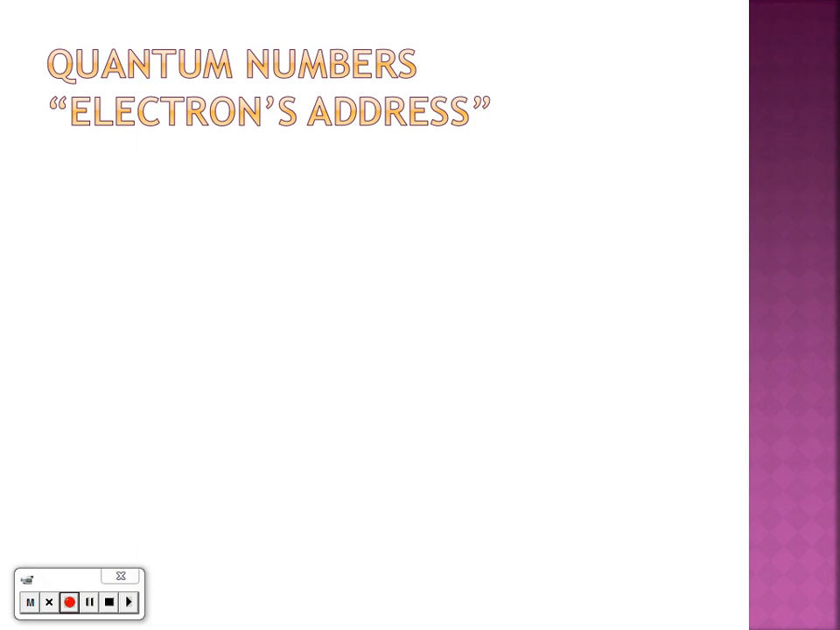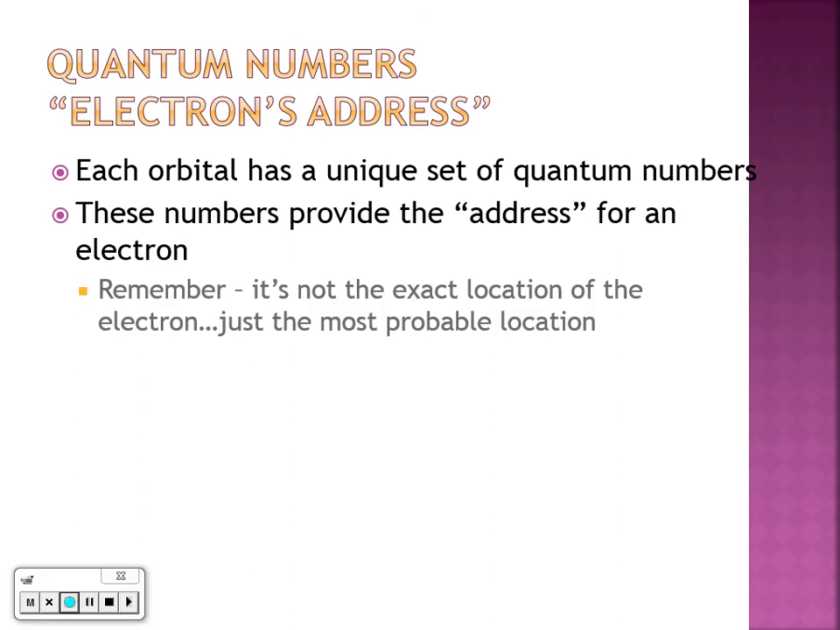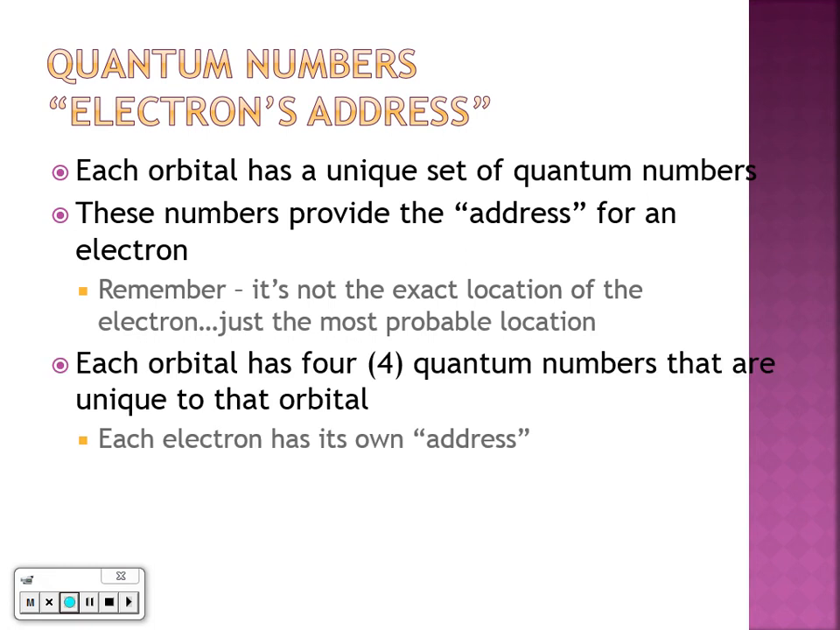But anyway, each of those orbitals has an address for that location. Each orbital has a unique set of quantum numbers. These numbers provide an address for that electron. Remember, it's not the exact location of an electron, just its probable location. And we distinguish each of those orbitals from each other with a unique set of 4 quantum numbers.